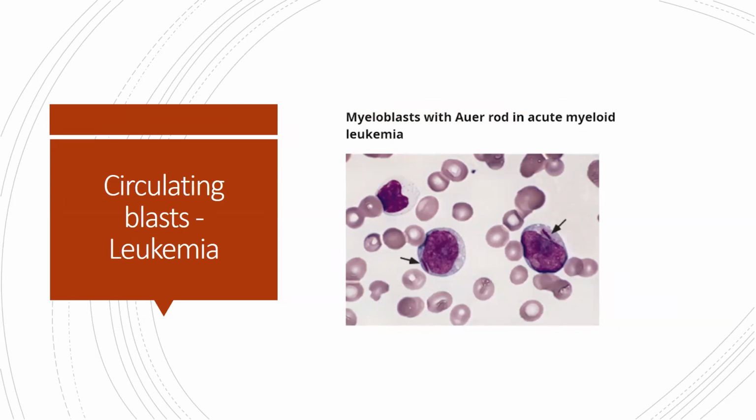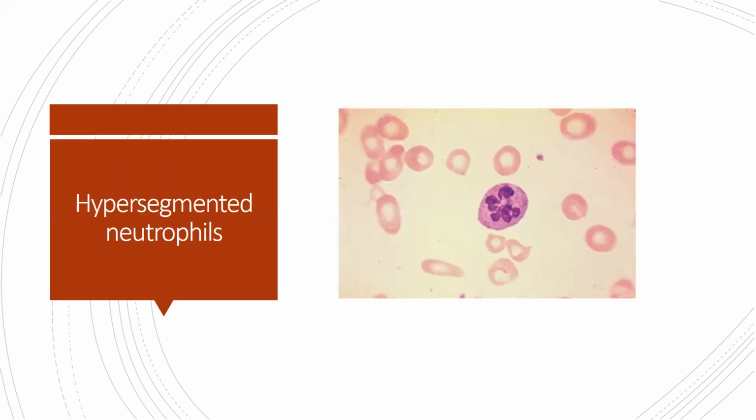Okay, so standard MRCP question. This is actually acute myeloid leukemia. You can see a myeloblast with Auer rods in this picture in the PBF. And next, I can also see some hypersegmented neutrophils. It's different from the previous picture because this has more lobes, you know. So it just indicates a megaloblastic disorder.